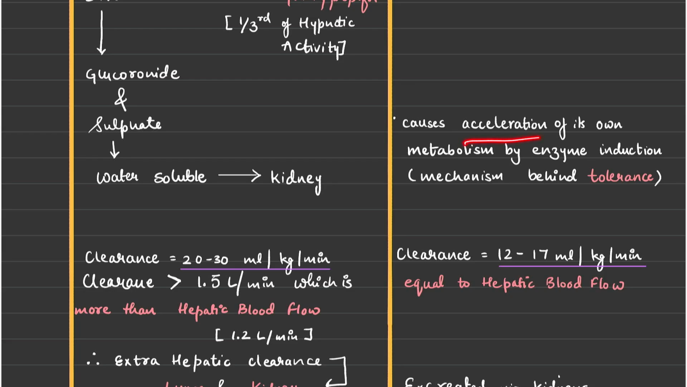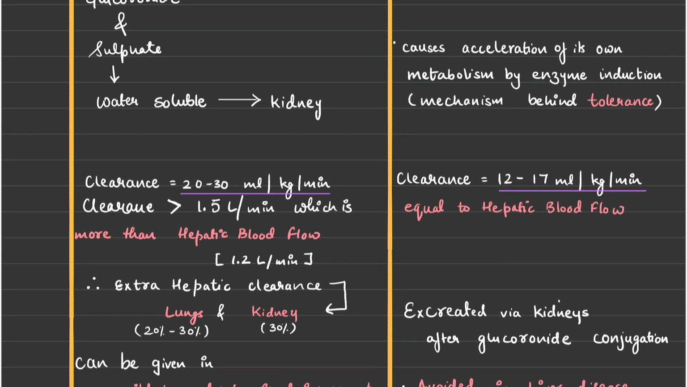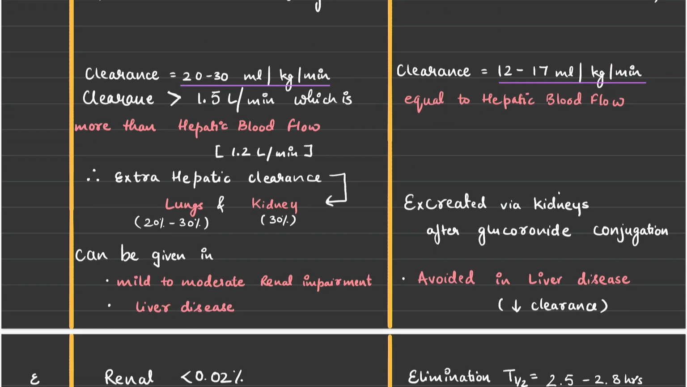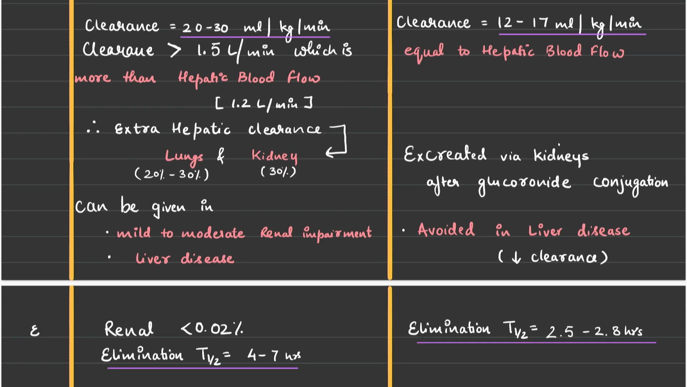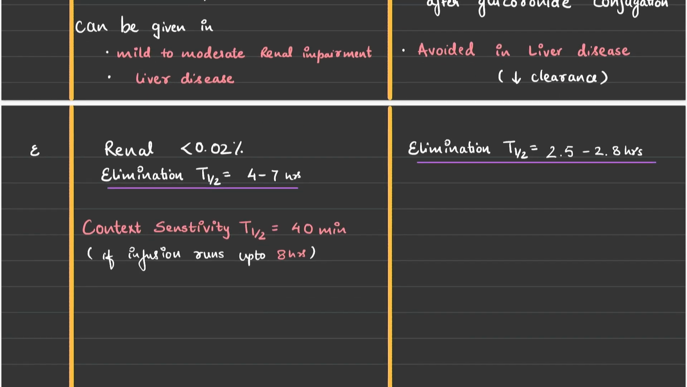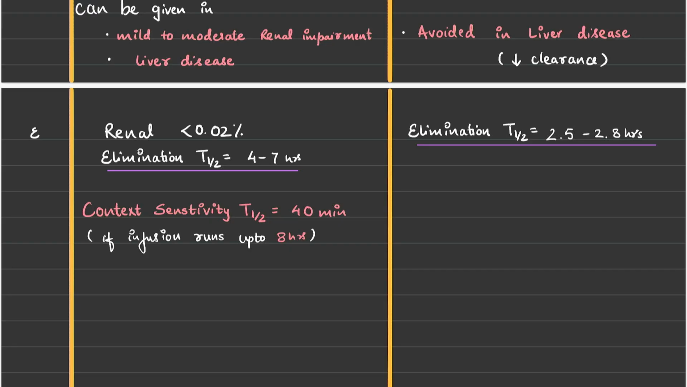Ketamine causes acceleration of its own metabolism by enzyme induction, leading to tolerance. Clearance of ketamine is 12 to 17 ml per kg per minute, which is equal to hepatic blood flow. Ketamine is excreted via the kidneys after glucuronide conjugation. It is avoided in liver diseases because it decreases clearance. Elimination half-life of ketamine is 2.5 to 2.8 hours.